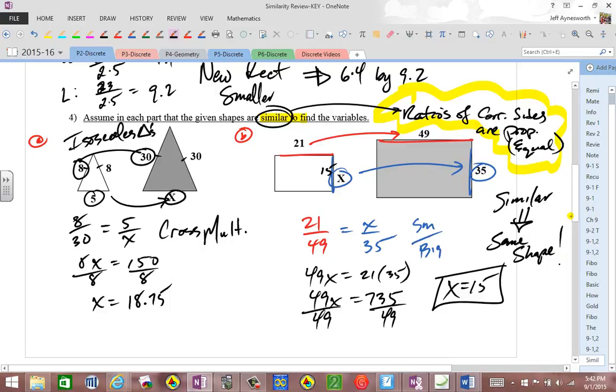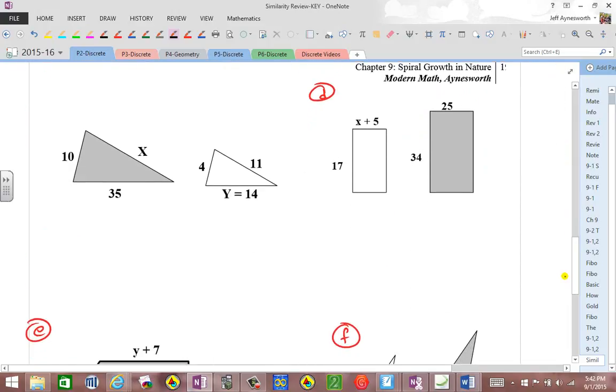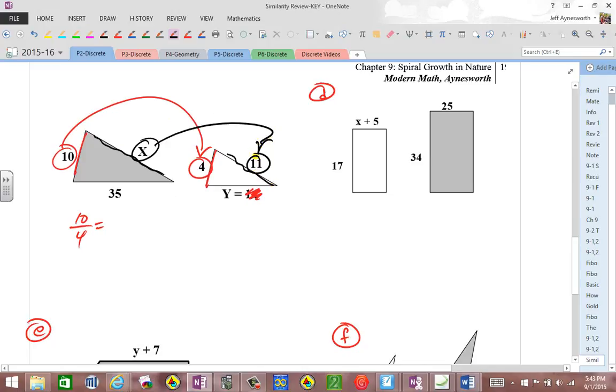All right, moving on. Same thing here. Similar, same shape. So what is x? Why is that there? That shouldn't be there. Pretend you didn't see that. Oh my goodness. We've got to find x and y. What we're going to do is relate left side to left side, so 10 to 4. That's going to be equal to the right side, no, right there, 11. So x to 11.